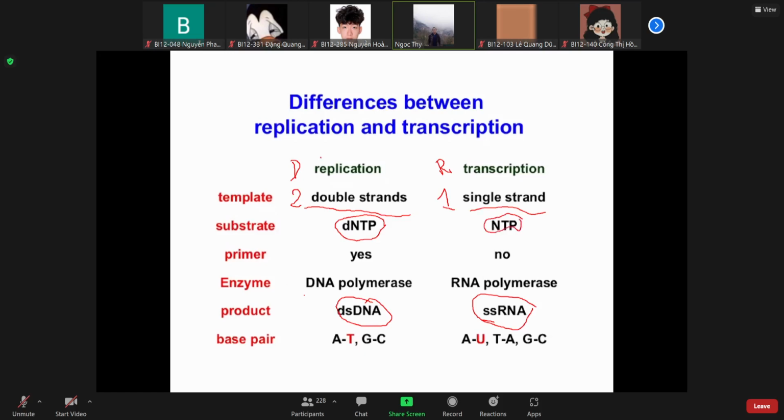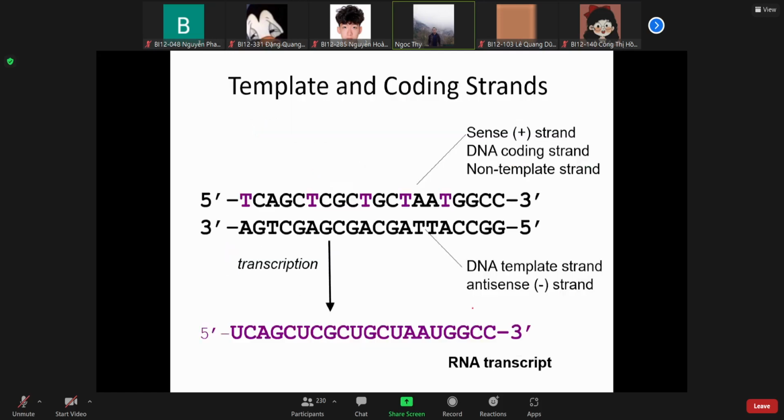The substrate here is deoxynucleotide, and here is ribonucleotide. DNA replication requires an RNA primer. Meanwhile, RNA transcription requires no primer. The enzyme participating in the process here is DNA polymerase, and here is RNA polymerase. So we also discussed RNA transcription.